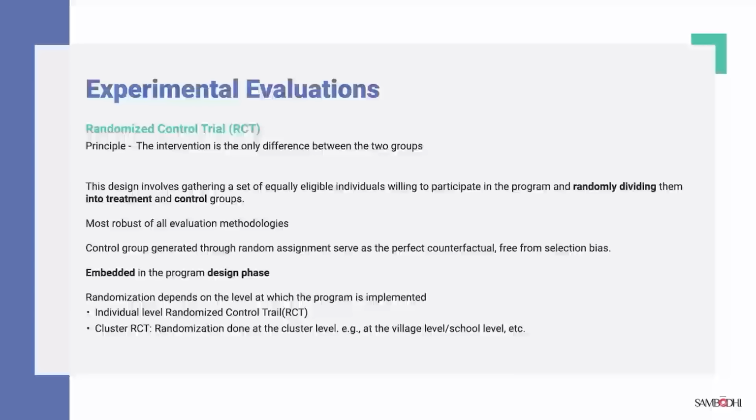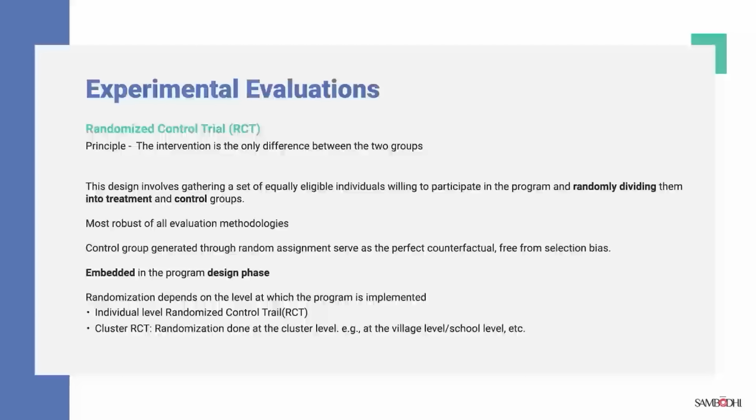Randomized control trial is an experimental form of impact evaluation where intervention is the only difference between the two groups, such that one group receives the intervention that is being tested, whereas the other group receives an alternative treatment. This form of design, considered the most robust of all evaluation methodologies, involves gathering a set of equally eligible individuals willing to participate in the program and randomly dividing them into treatment and control groups.